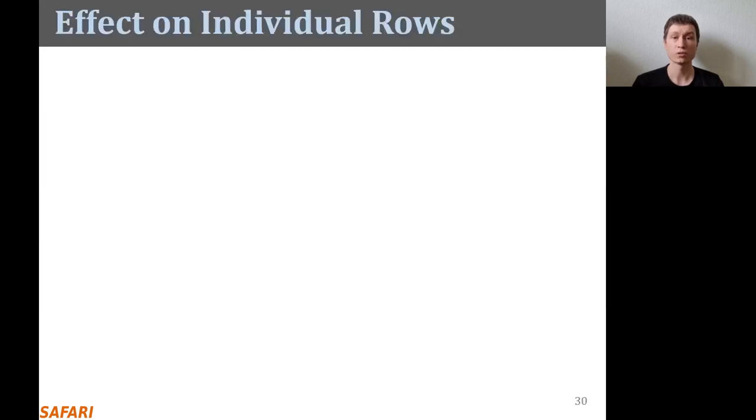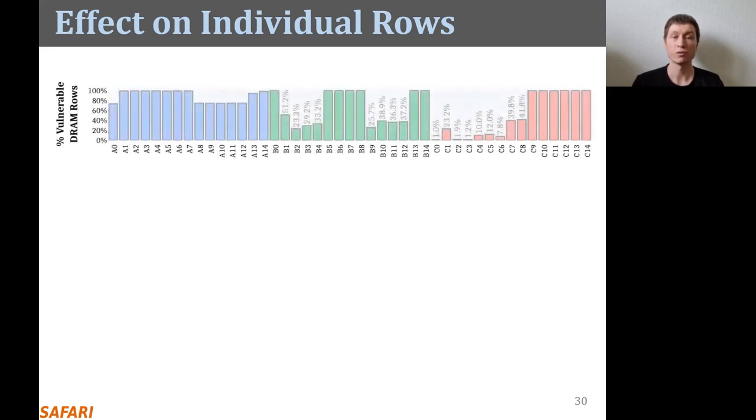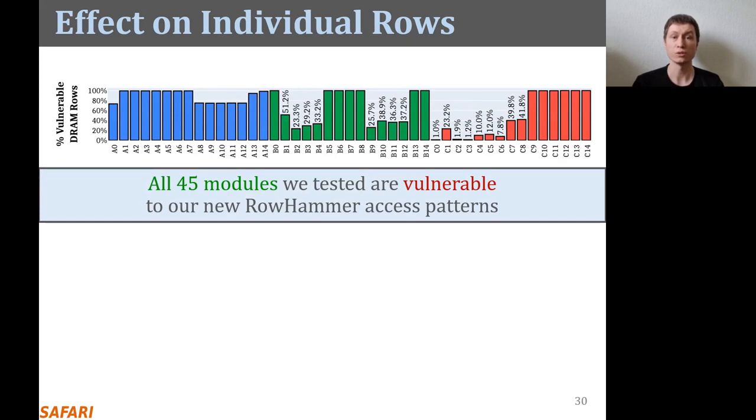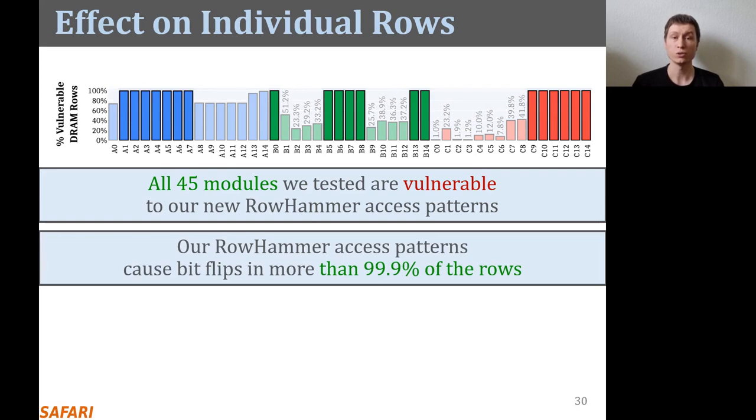Let's look at the effectiveness of our new RowHammer access patterns at DRAM row granularity. The plot shows for each of the 45 modules we test the fraction of rows that experience at least one RowHammer bit flip compared to all rows in a DRAM bank. We find that all 45 modules we tested are vulnerable to our new RowHammer access patterns. Further, in 20 of the modules, our RowHammer access patterns cause bit flips in almost all of the rows.